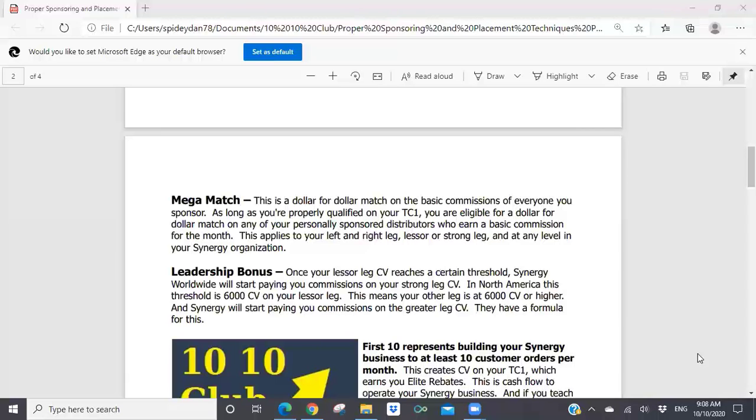And so it's really important to help your distributors that you personally sponsor understand how to properly sponsor and place people into their Synergy organization. Because if they don't, then they decrease the likelihood of earning basic commissions for themselves, which then decreases your likelihood or the amount that you could earn on mega matches.